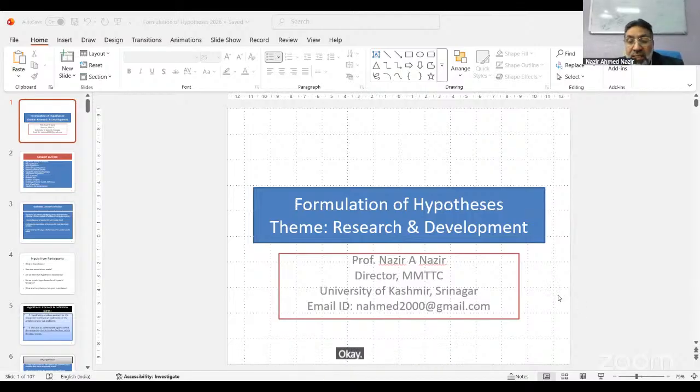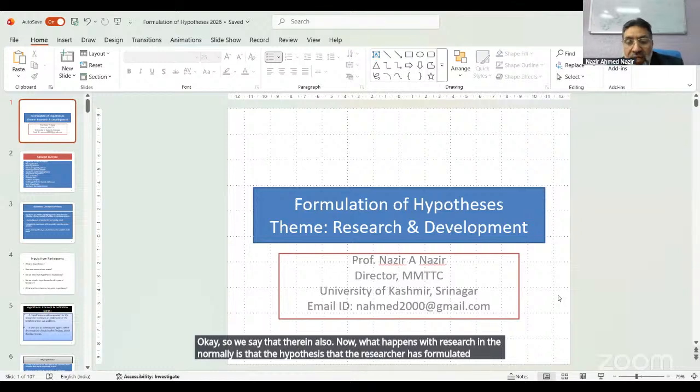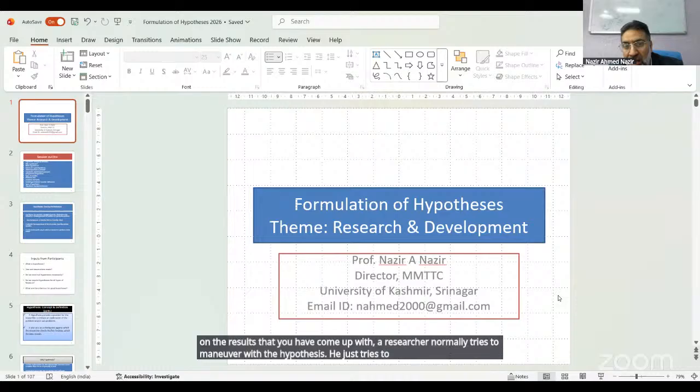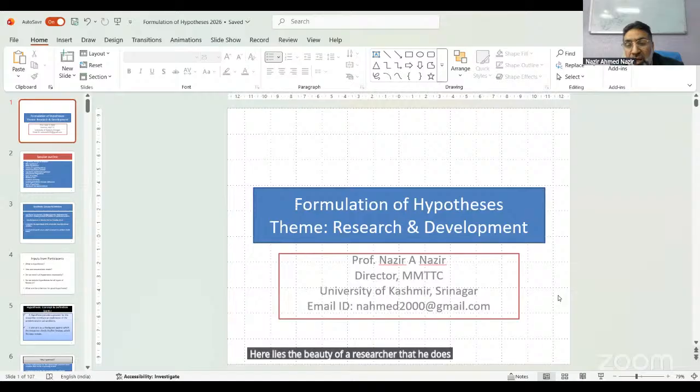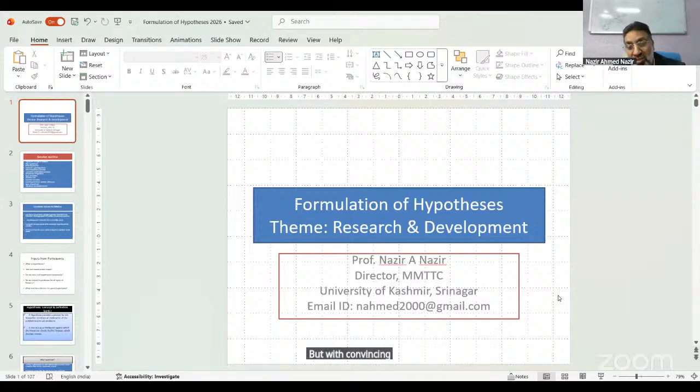Okay. So we say that therein also. Now, what happens with the researcher normally is that if he does not find substantive research available on the results that he has come up with, a researcher normally tries to maneuver with the hypothesis. He just tries to save it because he doesn't have a convincing argument as to the results he has come up with. Here lies the beauty of a researcher, that he does not fall prey to whether the existing literature is supporting my research or not. If you are a true, scientific researcher, whatever results have come to you, you have to present those, but with convincing arguments. That is the beauty of a researcher.